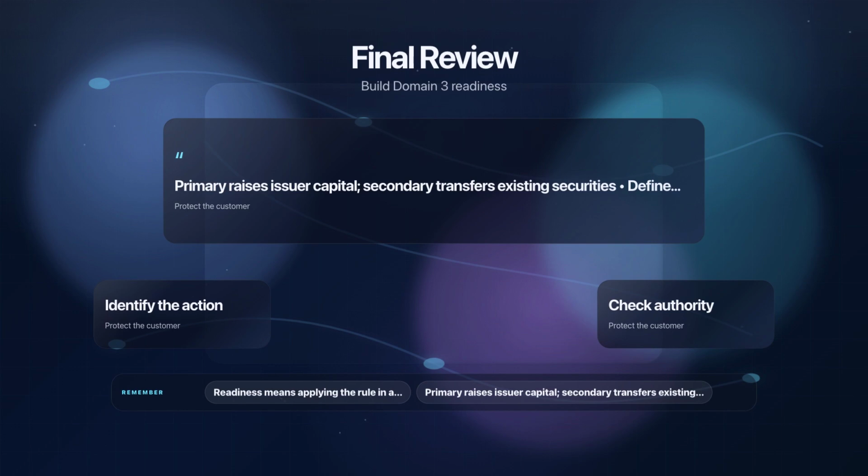Final review. You should now be able to define primary offerings versus secondary trading, explain why it matters, recognize the common trap, and choose the answer that fits the scenario. That is the PrimeScoreX method. Learn the rule, connect it to customer protection, apply it to realistic stems, and review every mistake until the logic becomes automatic.